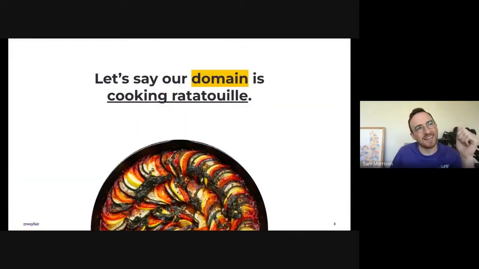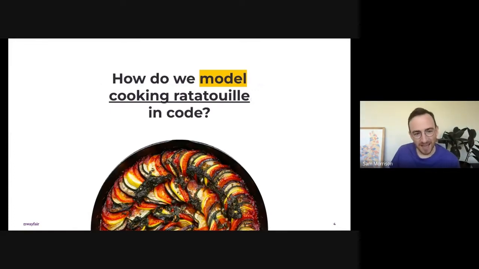And in that vein, we're going to take inspiration from that quote, and we're going to cook our own ratatouille, but we're going to do it as a domain. That way you can understand a little more about what we mean when we talk about domain modeling. So let's say our domain is cooking ratatouille. How do we model cooking ratatouille in code?